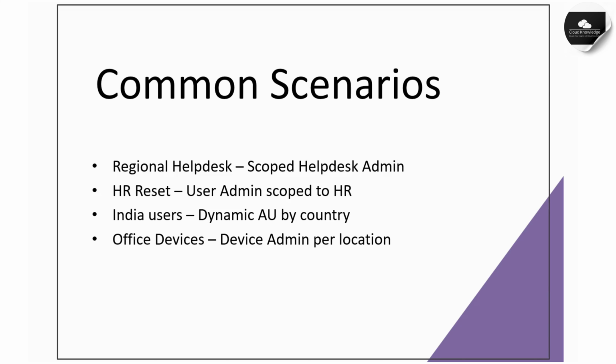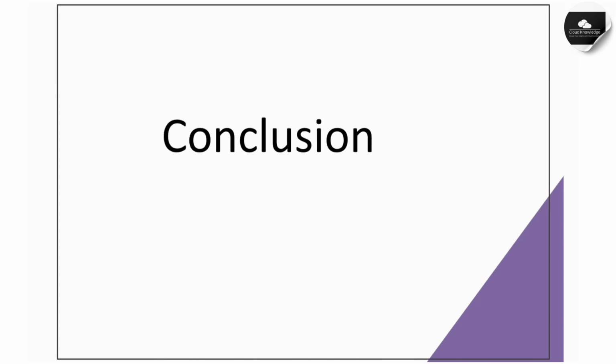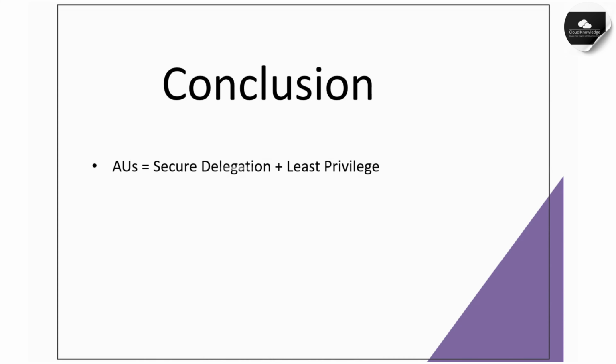Office devices as per the location: we have devices to which we have given the location itself, so as per the location, the devices will be added to that particular AU. Okay, so what is the basic configuration that we have? AU equals security delegation plus least privilege. If you are using administrative units in your environment, that will be more secure. It will not be a privilege for your entire directory, the entire Entra ID, and that will provide you the least privilege concept also. Correct.